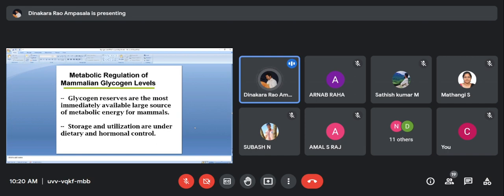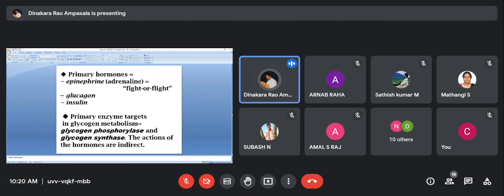Okay, so with a glucose-rich diet, glycogen synthesis will activate, and if you are not taking food at all, in starvation condition, it will release the glucose molecule. There is hormonal control also, to make glycogen or to degrade the glycogen. Okay, so first, the primary hormone, epinephrine, which is adrenaline. Here it is one hormone that activates glycogen metabolism.